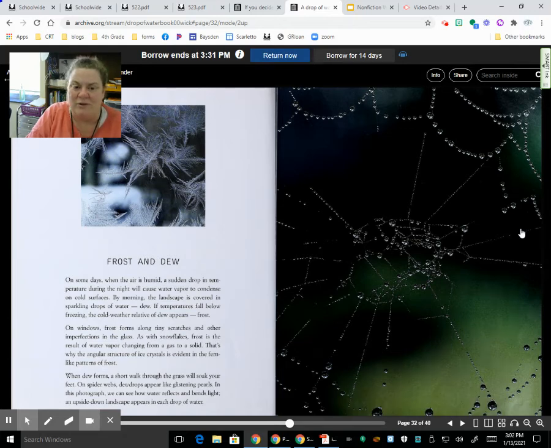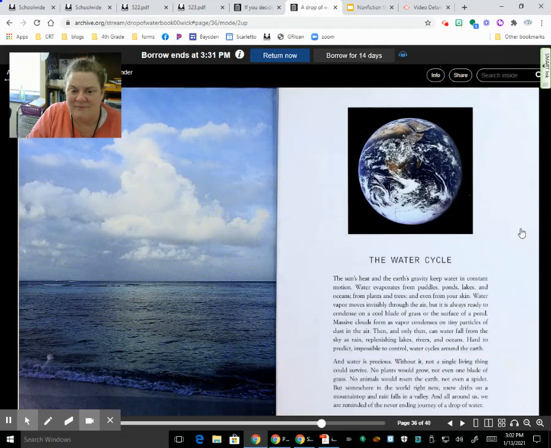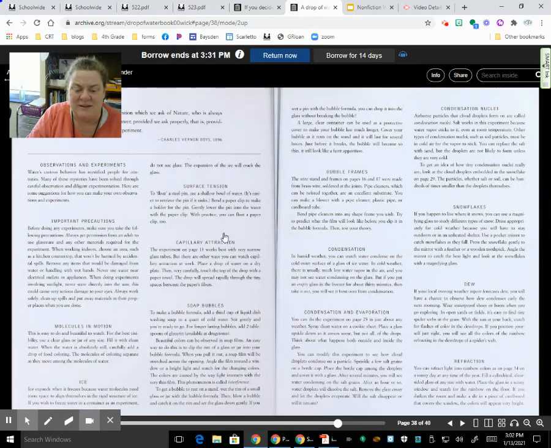Now I'm seeing a little bit of green because we're outside in nature. Water cycle, definitely something that we learn about in science. Oh, and then on this back page, we've got our experiments that they told us about at the front.